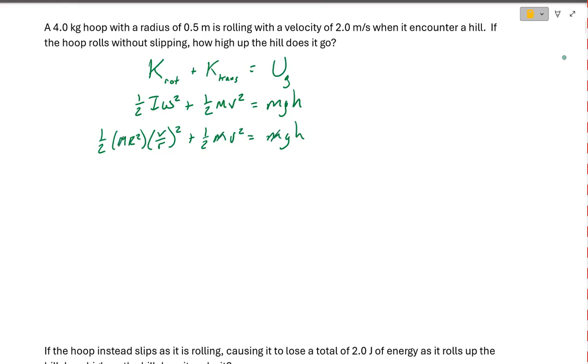All my masses are going to cancel. The r squareds cancel. And all of a sudden things get a little simpler. We have 1/2 v squared plus 1/2 v squared equals gh. 1/2 plus 1/2. Oh. V squared equals gh. Go ahead and solve for h for me.